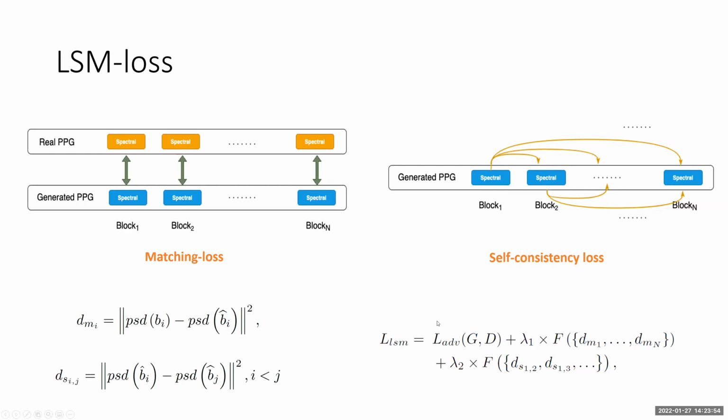The final loss, as you can see in the bottom right, the LSM loss, is defined as the linear combination of three losses. The first one is the cross entropy, which is the traditional, conventional loss, along with our two losses. Also, for each block, we have two options to aggregate blocks into one single value. We choose either the max value or the mean value of all the blocks within one single PPG signal. So F has two choices.